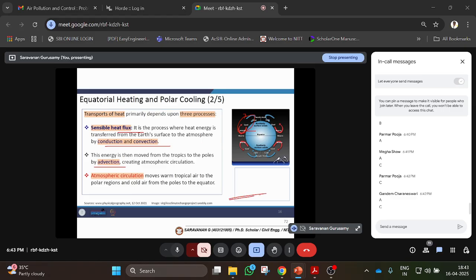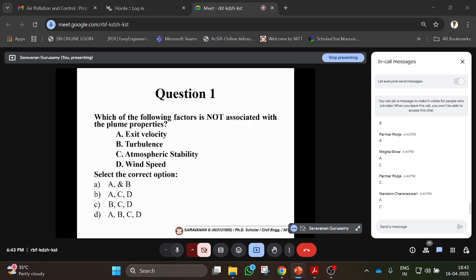When it is happening on the Earth's surface, as I mentioned, land to water, this is called convection. But polar region to equator, that's a bulk movement, that is called advection. It's happening here and then moving. This movement is called advection. Okay, hope you are clear.